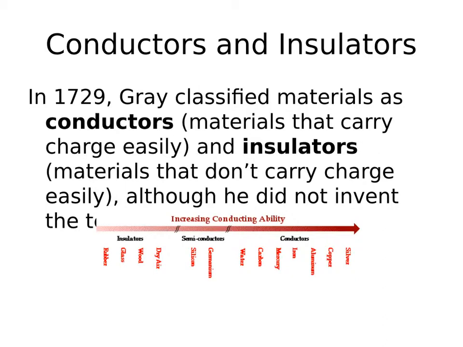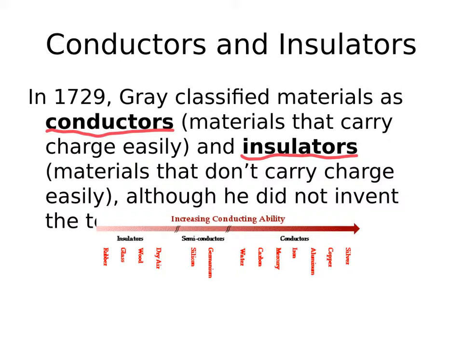Then in 1729, Gray classified materials as either conductors or insulators. You'll probably remember those terms from grade 9. Conductors can carry charge or allow charge to pass through them very easily. Insulators, however, do not allow charge to move through them easily.